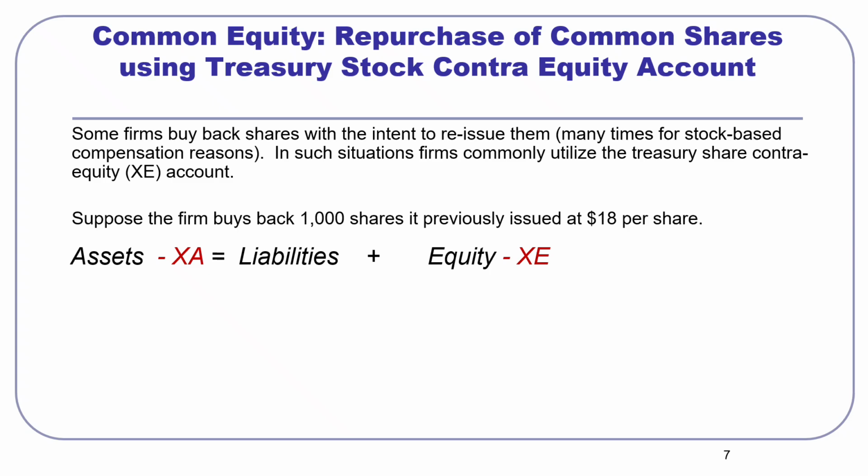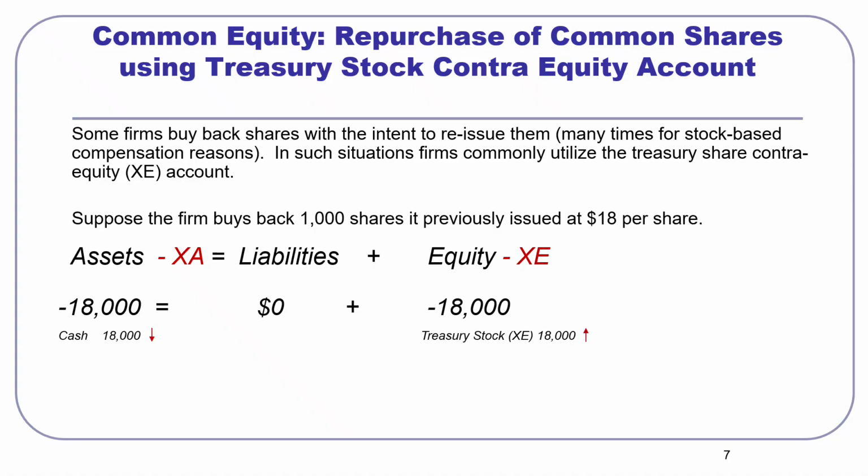The balance sheet equation could be represented like this, and I now include contra assets and contra equity just to illustrate. What you see here is that clearly the firm is going to have to pay $18,000. So $18,000 in cash is going to go away and assets are going to go down by $18,000. Again, there is no liability. So to balance the balance sheet equation, we use the treasury account, which, because it is a contra account, has a negative impact on equity by the same $18,000.